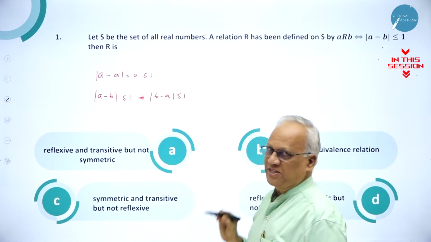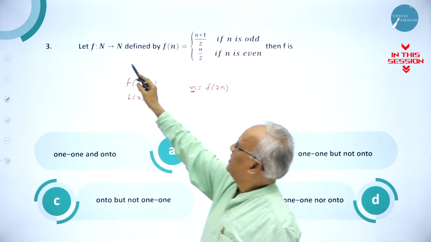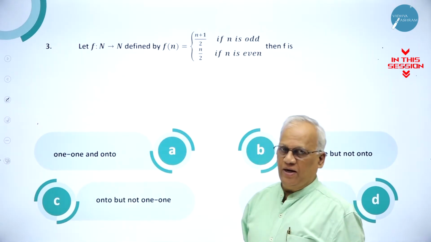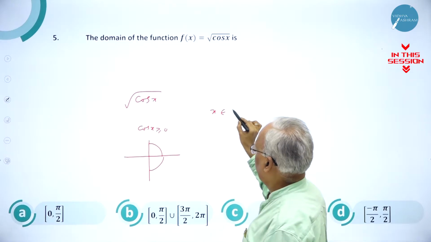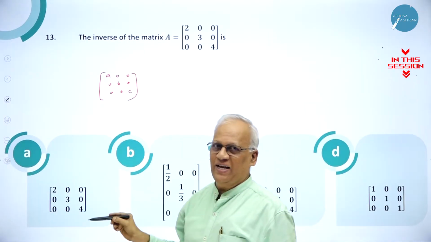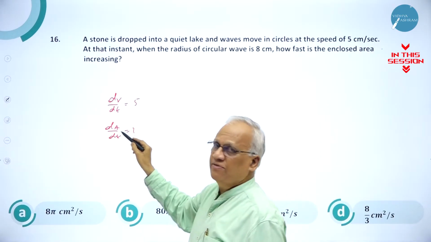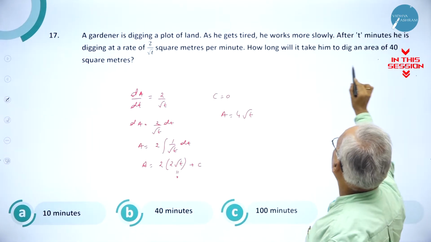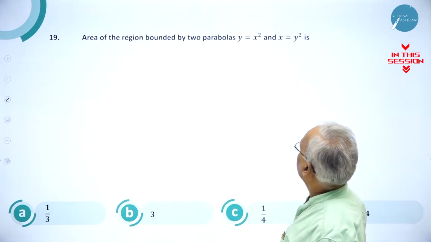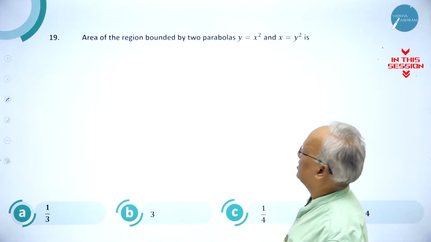But it is not transitive. Every element of this N is an image of some element, one-one and onto property. This is nothing but you just multiply corresponding principal diagonal element. Rate of change of one given, rate of change of other is required. How long will it take? Bounded by two parabolas, y equal to x squared and x equal to y squared.